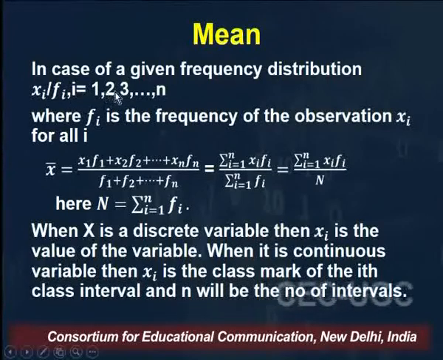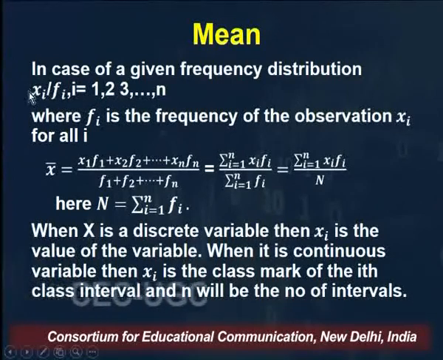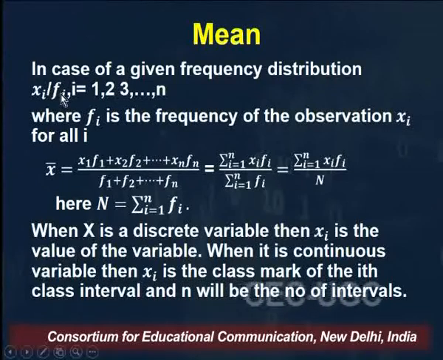up to so on fn. But in case we have a continuous frequency distribution, in that case I am going to have continuous class intervals, and then here small xi will mean the class mark of a particular class interval and small fi will mean the frequency of that particular class interval. So, then in that case my i will be going from 1, 2 up to so on n, that is n number of class intervals I am considering.